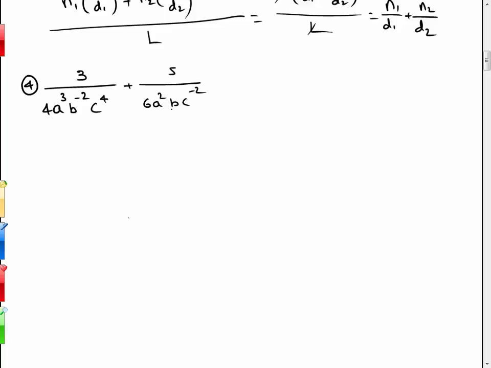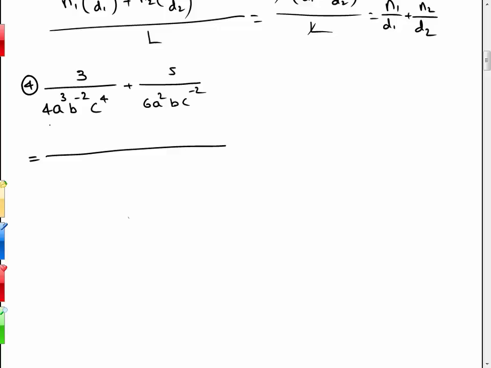Cool. Is that complicated enough? Let's handle this one. As before, the first step is to put an equal sign and a big bar. And we are about to find the LCM of the two denominators, which is going to be our common denominator. Okay. We got 4a cubed c, b to the negative 2 c to the 4 and all this.